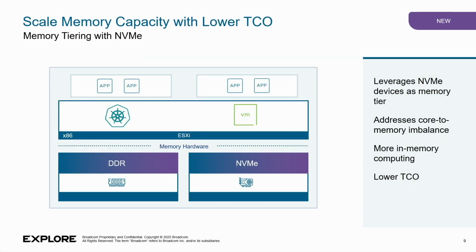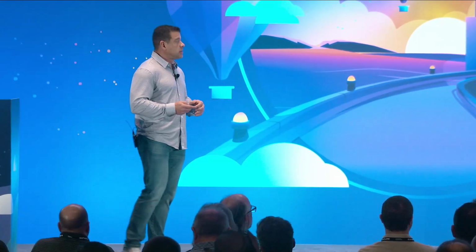All right, so just like I said before, we're taking NVMe and pairing that up with DRAM. So logically, it looks like one logical unit of memory. To a VM or even a container, it is 100% transparent. They have no idea that you've done this on the back end. The host does know, but we treat it as one. So we're going to leverage that cheaper device, address that imbalance between CPU and DRAM, and lower the TCO in your environment.